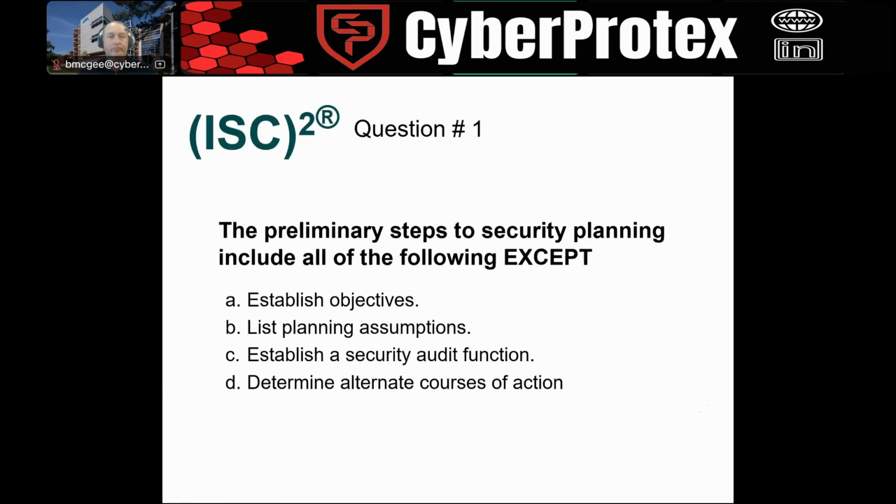The preliminary steps to security planning include all the following except: D, determine alternate courses of action. C, establish a security audit function. B, list planning assumptions. And A, establish objectives. All right, so let's see here.